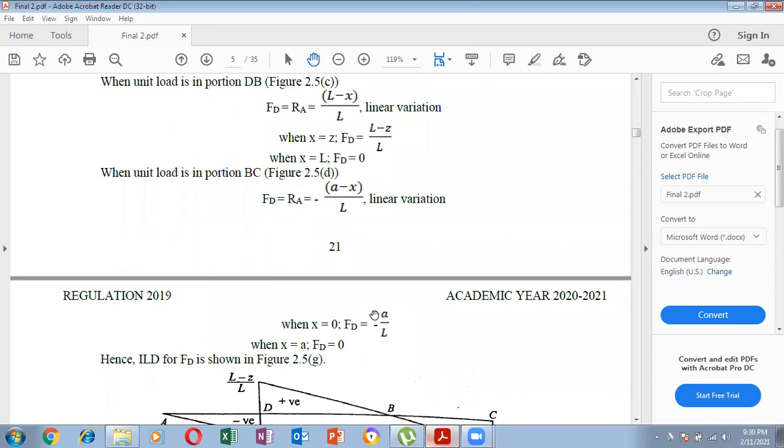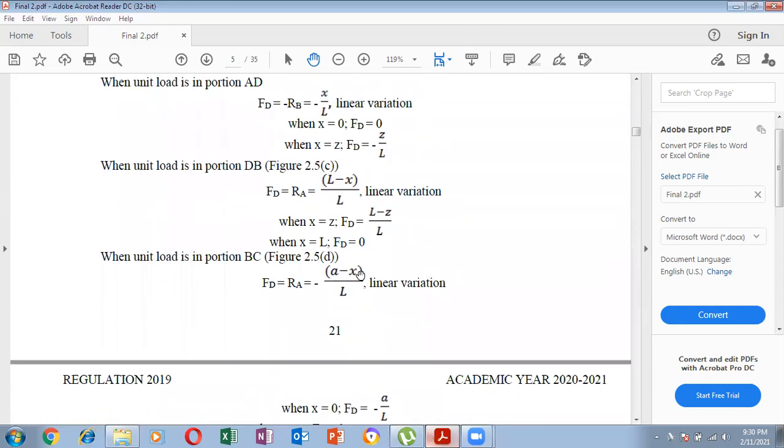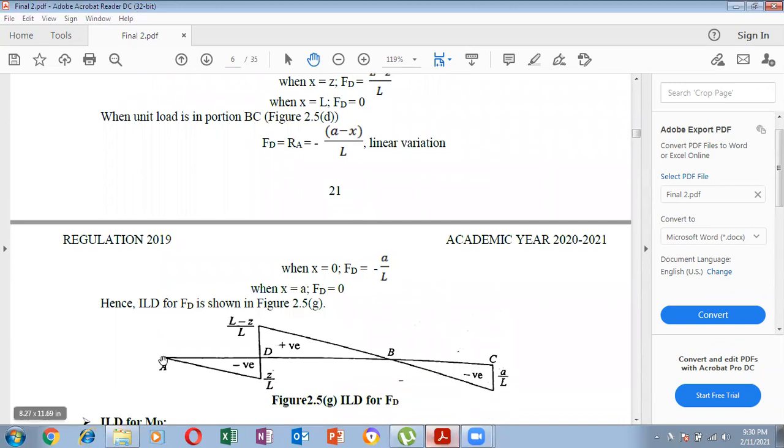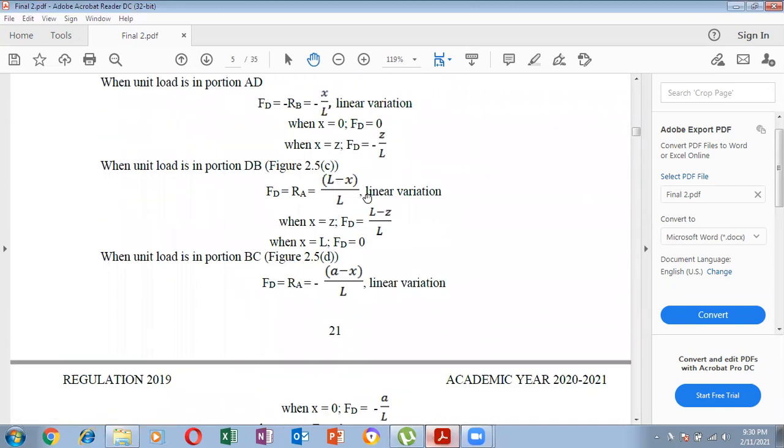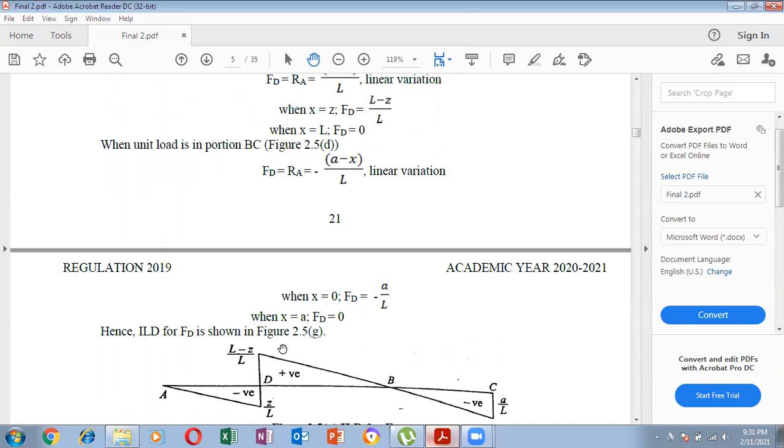So FD is equal to RA, which is minus (A minus H) by L, which is a linear variation. Now substituting, what are the limits? When H is equal to 0, it is minus A by L, and when H is equal to A, it will become 0. So now plotting these values. First, starting with H equal to 0, FD equal to 0. Next, H is equal to Z, FD is equal to minus Z by L. So this is at the distance Z and it is minus Z by L.